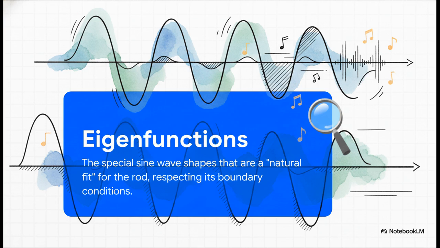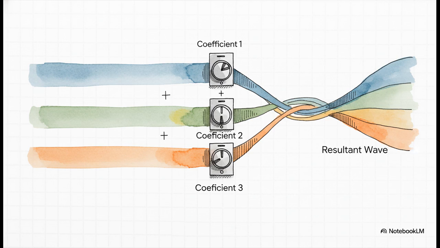It's just like a guitar string. It can only vibrate in very specific natural patterns. These are the natural patterns for heat on our rod. And that brings us to step 4, superposition.